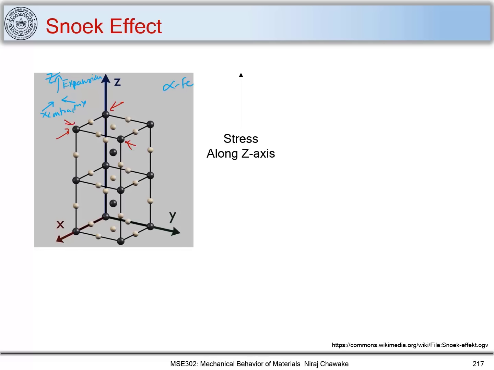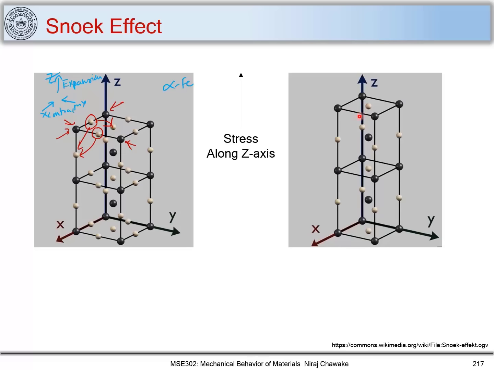So these carbon atoms at these edges parallel to the X and Y directions will move to the locations or edges which are parallel to the Z direction. Let me explain that to you. When this gets contracted, this atom will prefer to come to this position, or this atom will come to this location. So carbon atoms will prefer locations which are parallel to the Z direction, and this effect is called the Snoek effect. So carbon atoms will preferentially occupy these positions parallel to the Z direction because of the expansion and contraction experienced by the crystal.